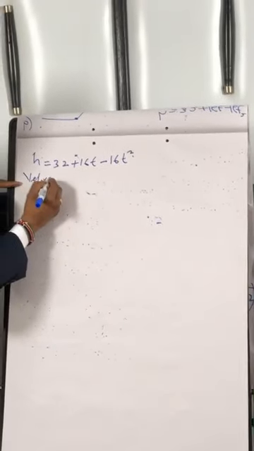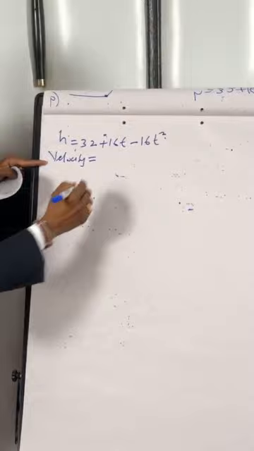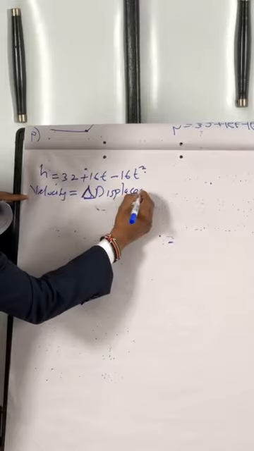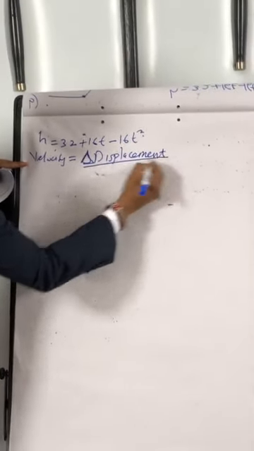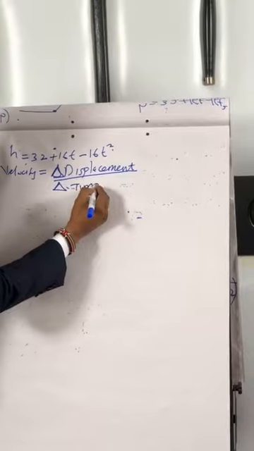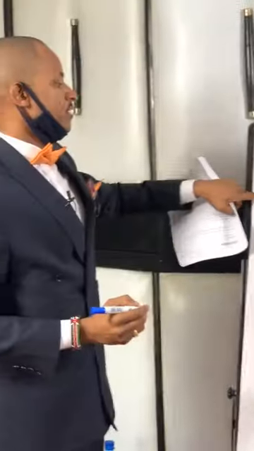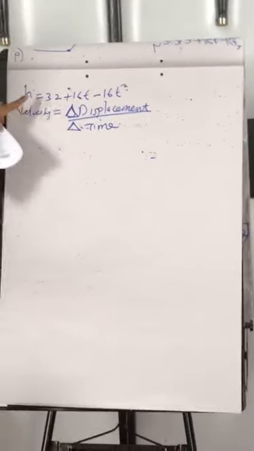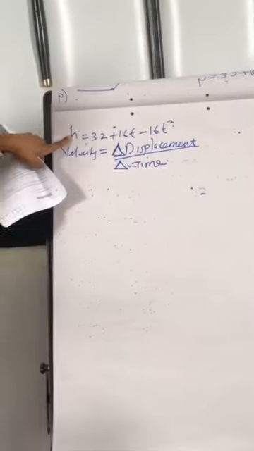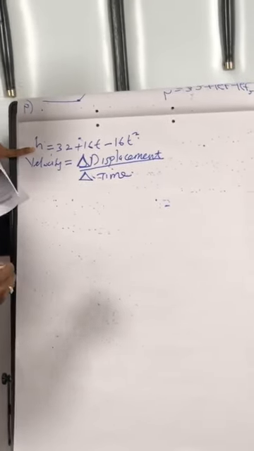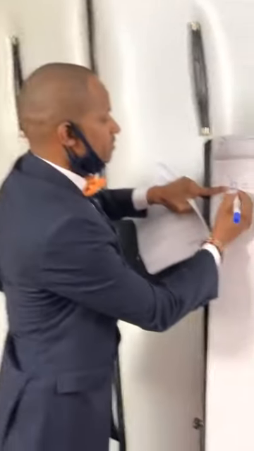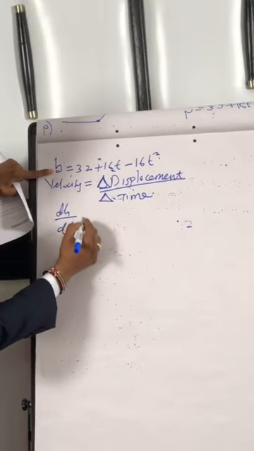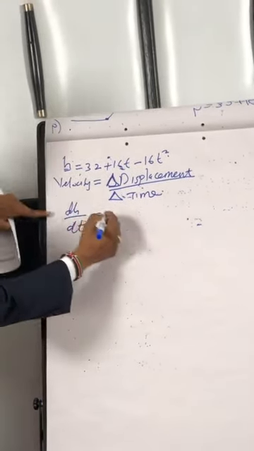Velocity is given by change in displacement. This sign means change. Change in displacement divided by change in time. So when we want to get the velocity here, it is change in displacement over change in time. We have displacement, or the height, as h. So when our height is h, we just differentiate h with respect to t. So dh/dt is equal to the velocity.